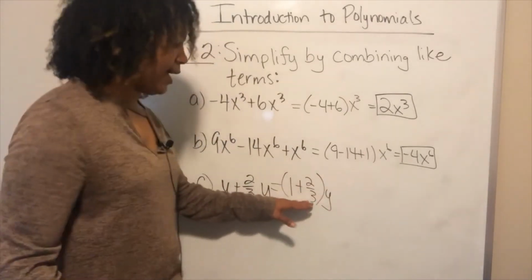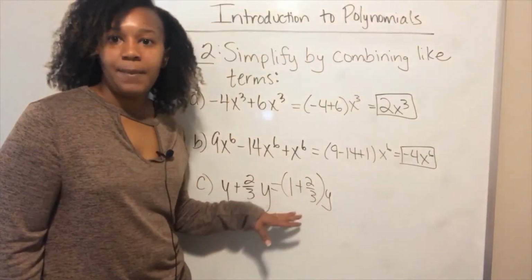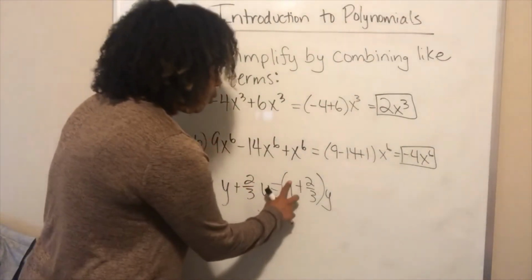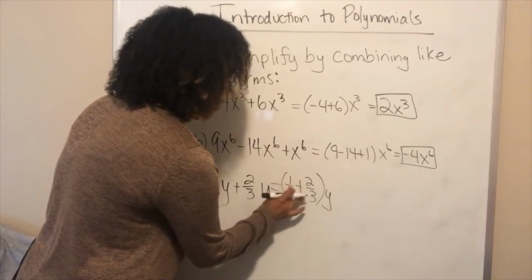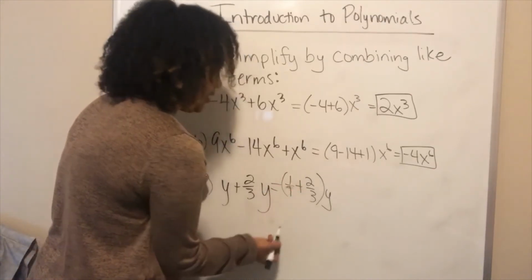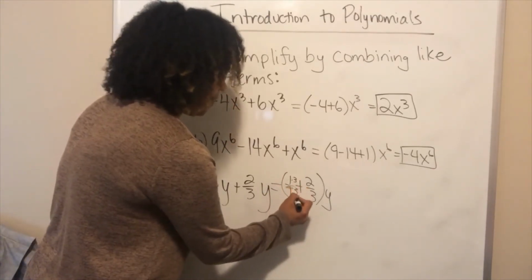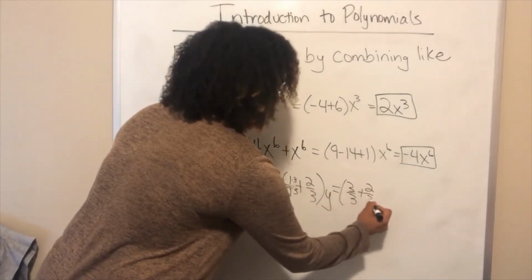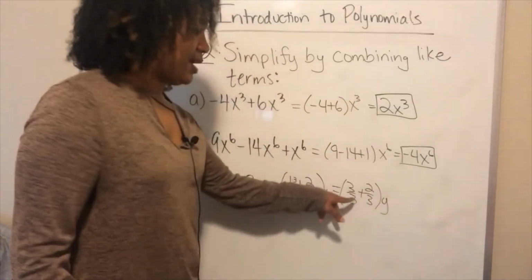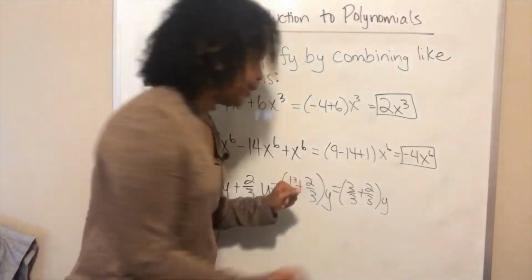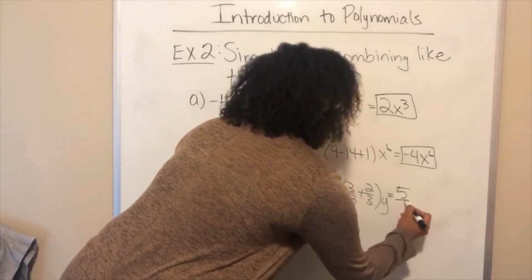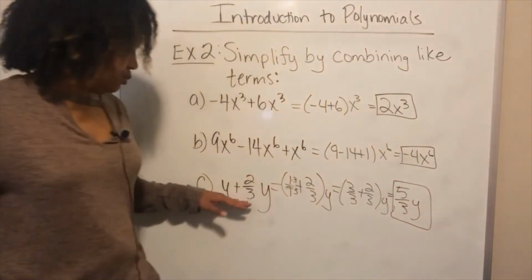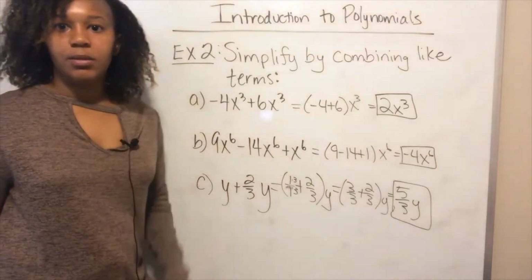In order to add these, you have to have a common denominator. So you will make this 1 have a denominator of 3. If you write 1 as a fraction, that's 1 over 1. To have a denominator of 3, you multiply top and bottom by 3. So this will end up being 3 over 3 plus 2 over 3y. Since the denominators are the same, you can add the numerators. And this will give you 5 over 3y. And so that is this expression combined, these like terms combined.